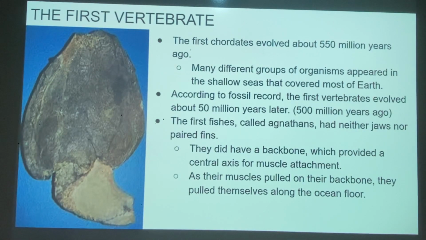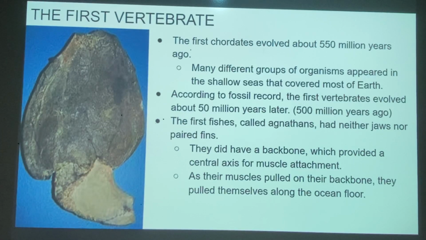The first chordates evolved about 550 million years ago. Many different groups of these organisms appeared in the shallow seas that covered most of Earth at the time. According to the fossil record, the first vertebrates evolved about 50 million years later, so that's 500 million years ago.